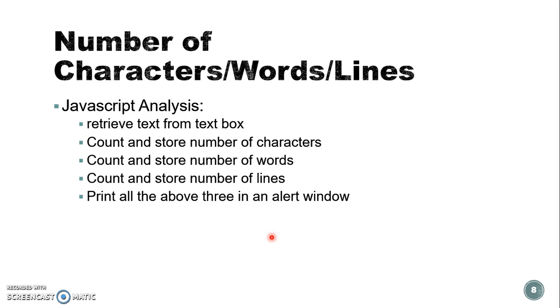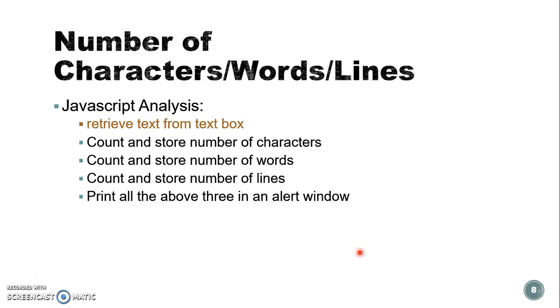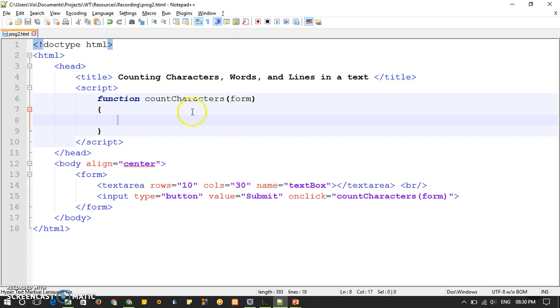So now what we need to do is go ahead with the JavaScript part. The first step is to retrieve text from the text box. And what do we need to do to retrieve text from the text box? We know that we can retrieve the text from the text box using the value property of the text box. In our case, textbox is the name of the textarea tag, which is available in the form tag. So let us go back to the code and modify it.